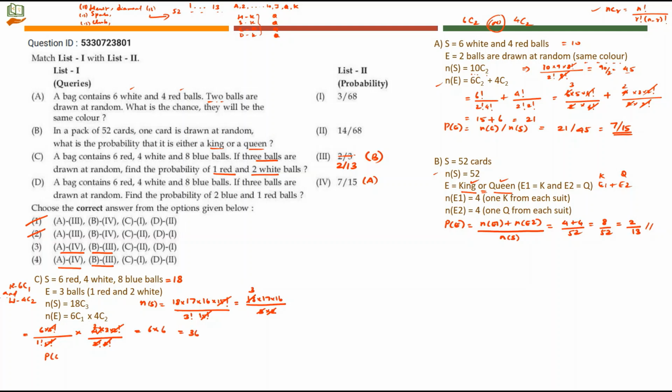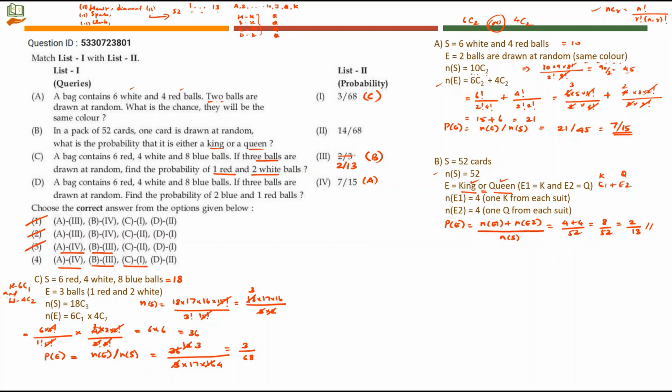Now we have to go for probability which is equal to n of e divided by n of s, which is equal to 36 divided by n of s, which is 3 into 17 into 16. So this will be 12. And again we have 4 3s are 12, 4 4s are 16. So this is 3 divided by 17 4s are 68. 3 by 68 is the answer. It is available in 1. So C can be mapped to 1. C1 is available in option 4. So we can rule out even option 3.